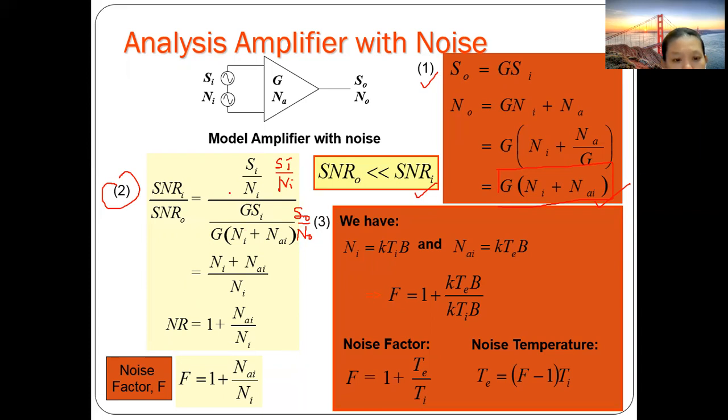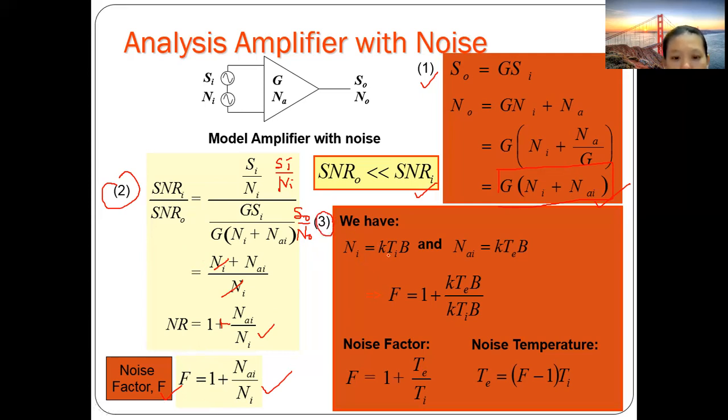So to simplify this equation, we have NI plus NAI divided by NI after simplifying. Okay, so we have this equation, and we know that this SNR input divided by SNR output actually is our noise ratio. By simplifying these equations, this one can cancel off this one, we will get 1, and on the other side we have plus NAI divided by NI. So this one is our noise ratio, and we know that our noise ratio is the same as our noise factor F. So F also has the same formula as NR, which is equal to 1 plus NAI divided by NI.